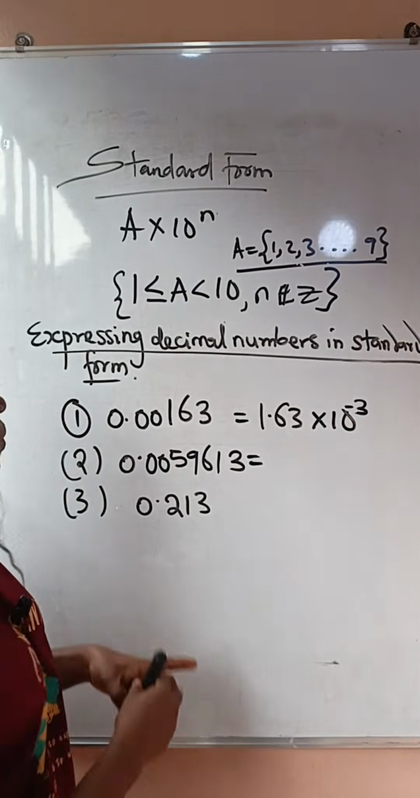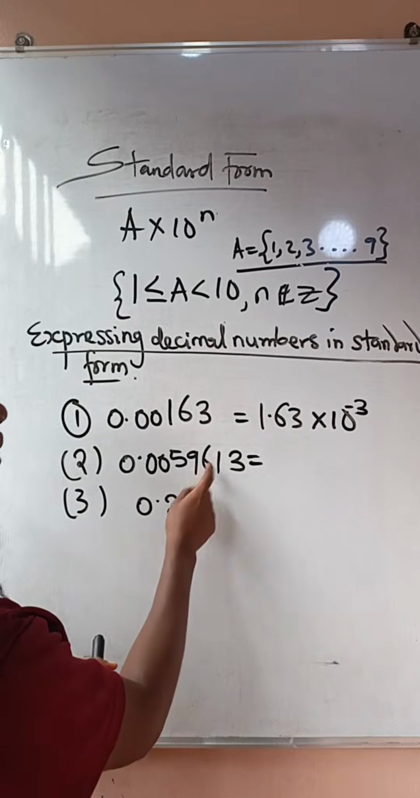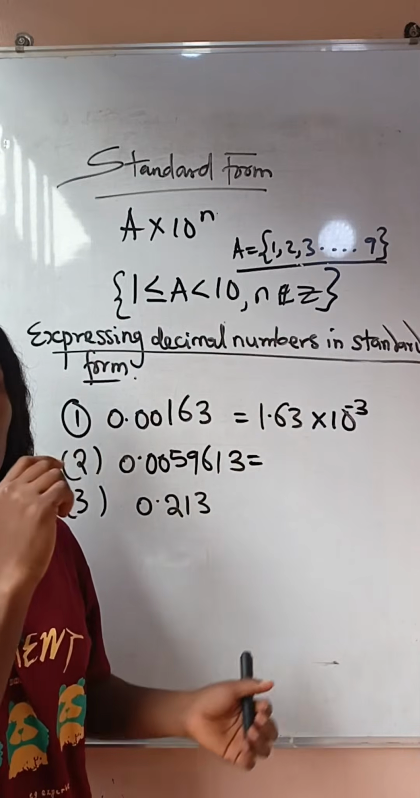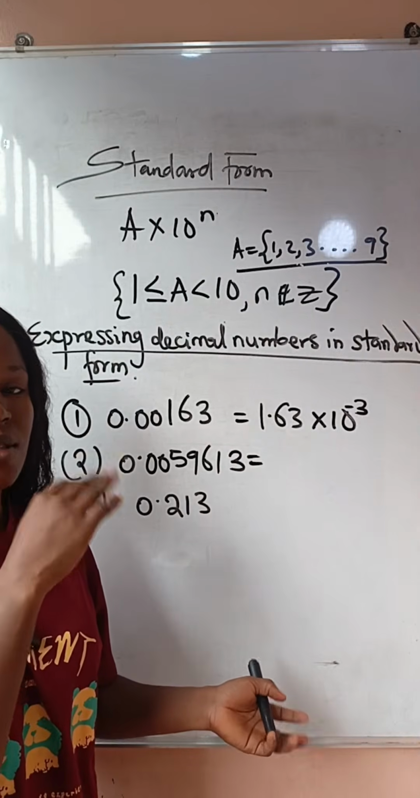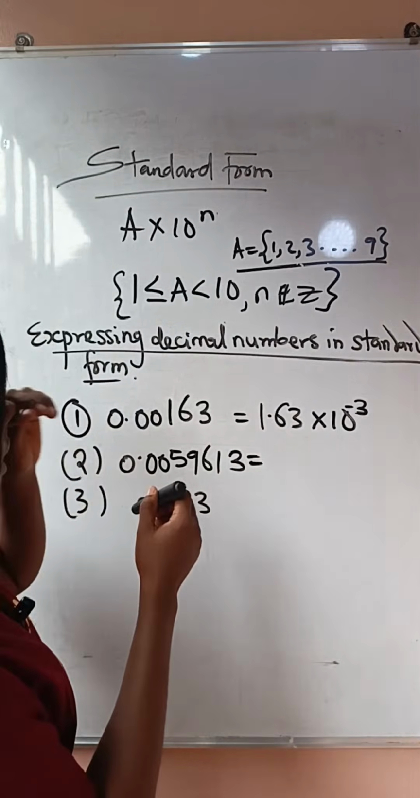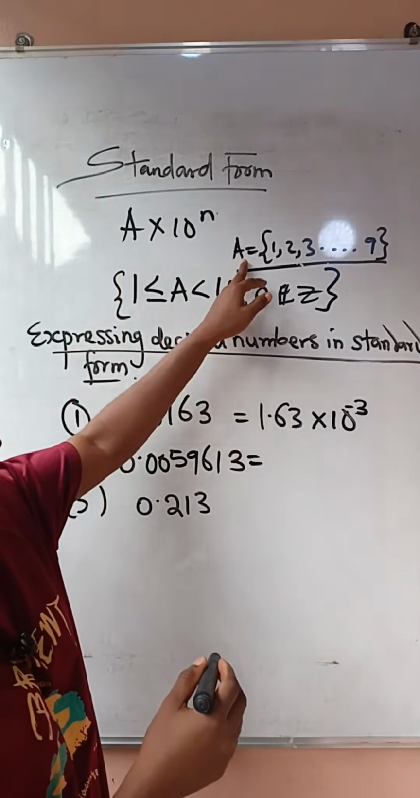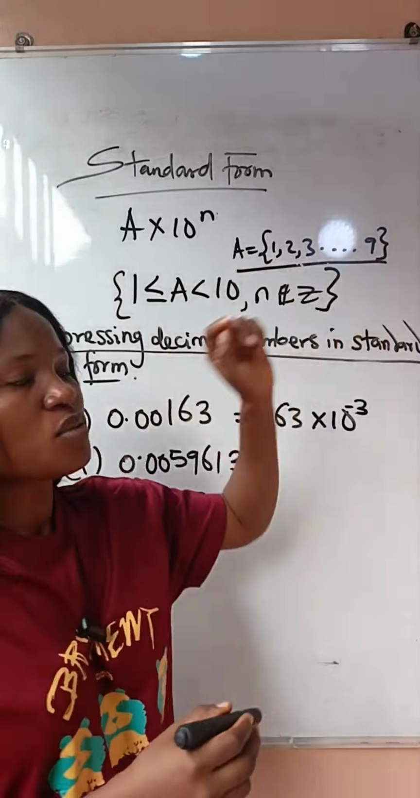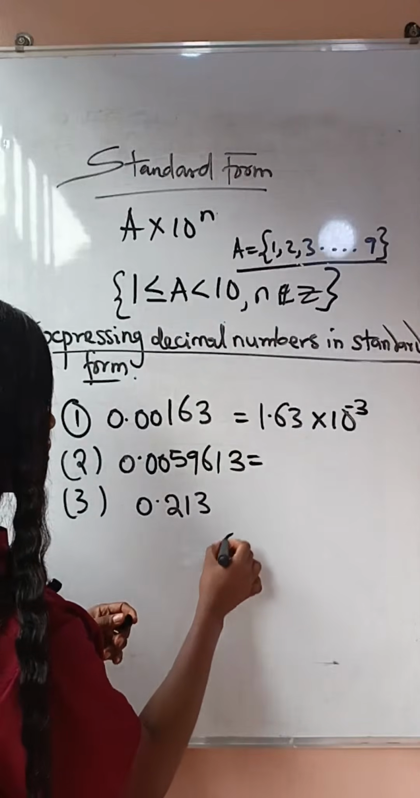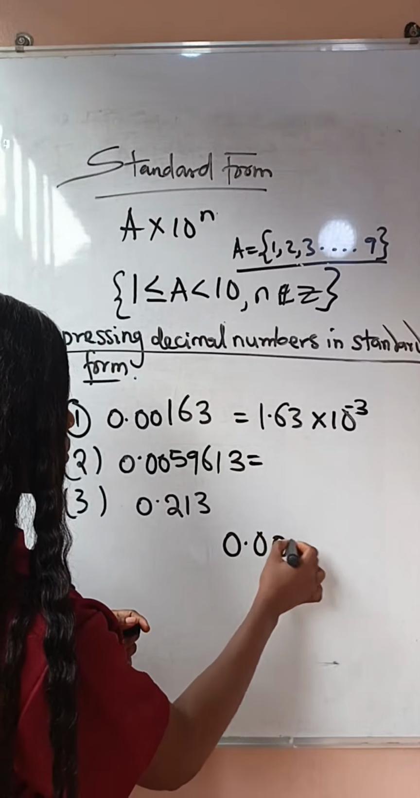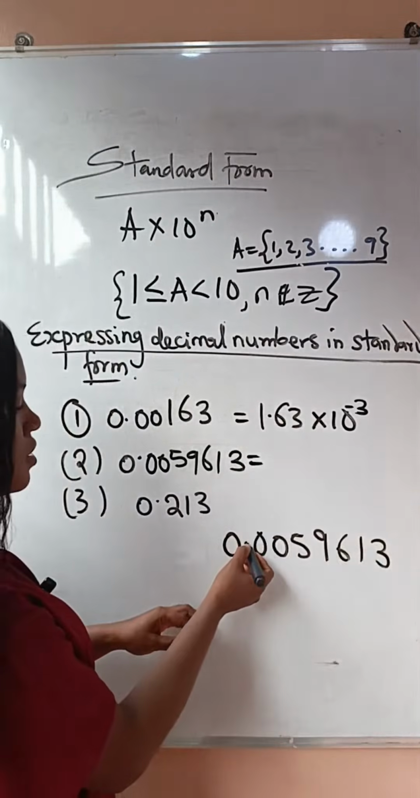For the second one, we have 0.0059613. If we intend to change this to a standard form, remember, we need to write it as A times 10 to the power of n. And our A must be between 1 and 9. It must not be more than 9. Okay? So we have 0.0059613. And this is our decimal point.